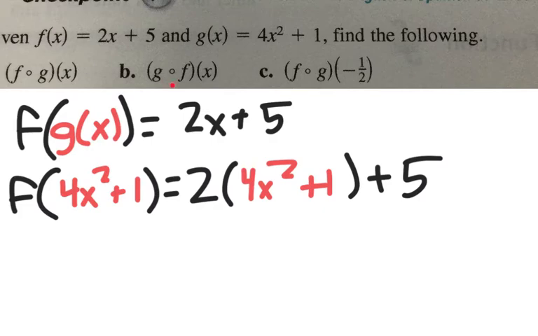Then you're finding the other one. You're finding g of f. You're not finding f of g. So when I'm finding f of g, that means g goes inside of f. Right here, g of f is what you're talking about. If you write down g first.